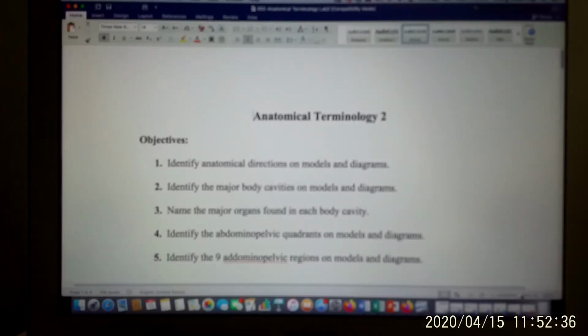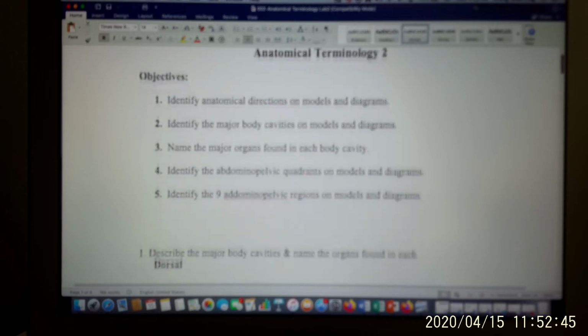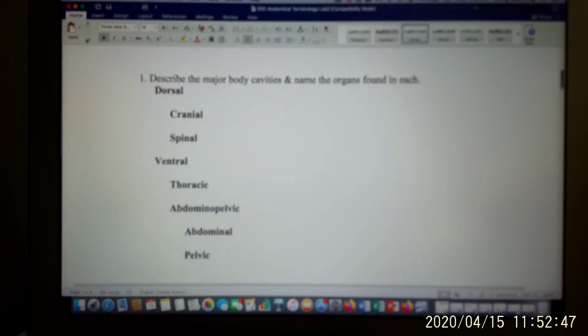Let's look at Lab 2. Lab 2 is still anatomical terminology. So your job is to be familiar with those anatomical terms. In this lab, you need to be able to identify the cavities in your body.